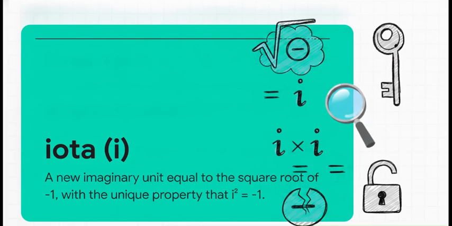Okay, so what exactly is this iota, or i? By definition, i is equal to the square root of negative 1. And because it's defined that exact way, it has this totally unique property where i squared equals negative 1. I know, it sounds a bit like science fiction.